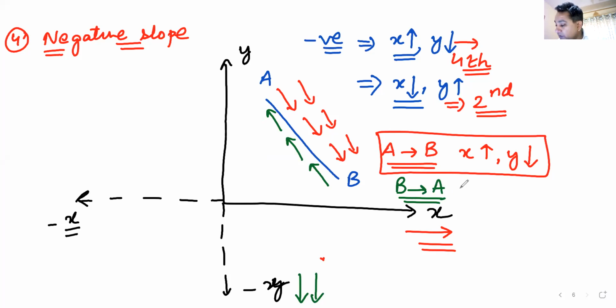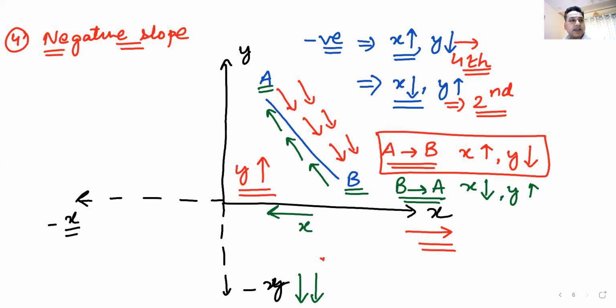Yes, Santosh, you are correct. X is decreasing, but Y value is increasing when I am going from B to A. X value is going like this, but Y value is going like this. So Y is increasing, but X is decreasing.